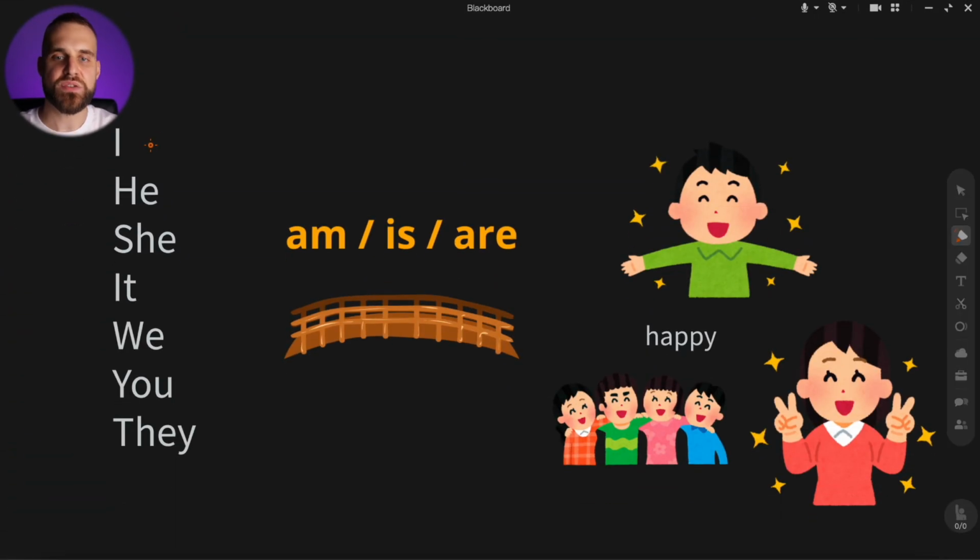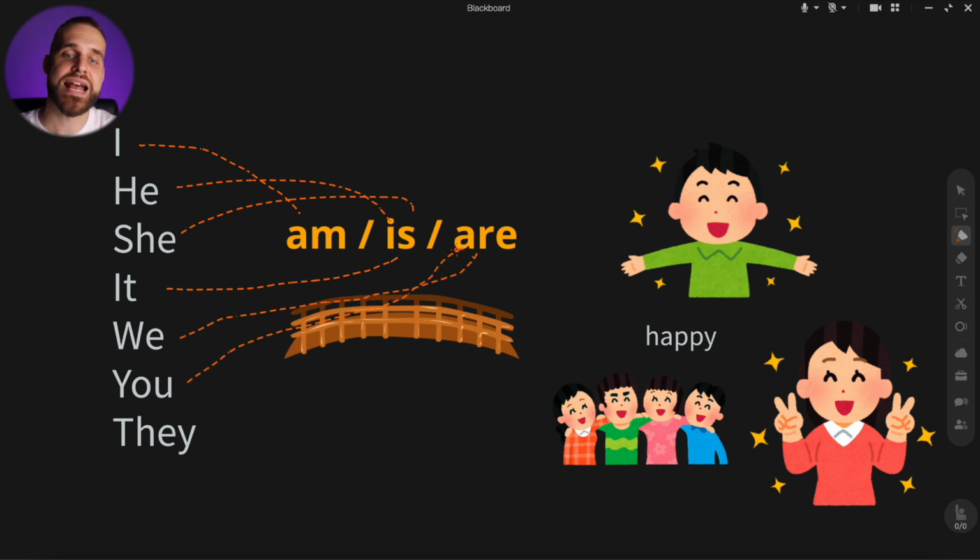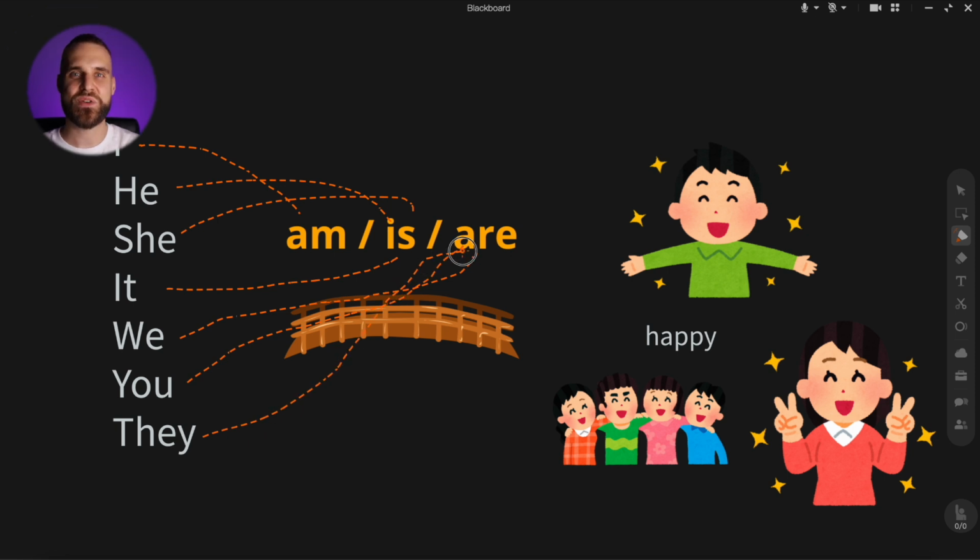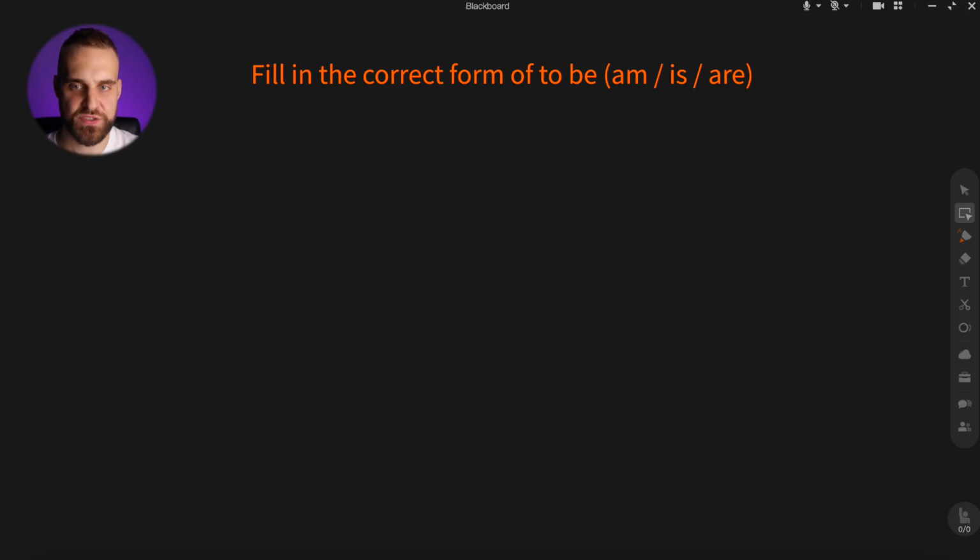For example, using the word happy. I'm happy. He's happy. She's happy. It is happy. We are happy. You are happy. They are happy. So you see, right? The verb to be connects the subject with the description. And now let's practice. Fill in the correct form of to be. Am, is, are.